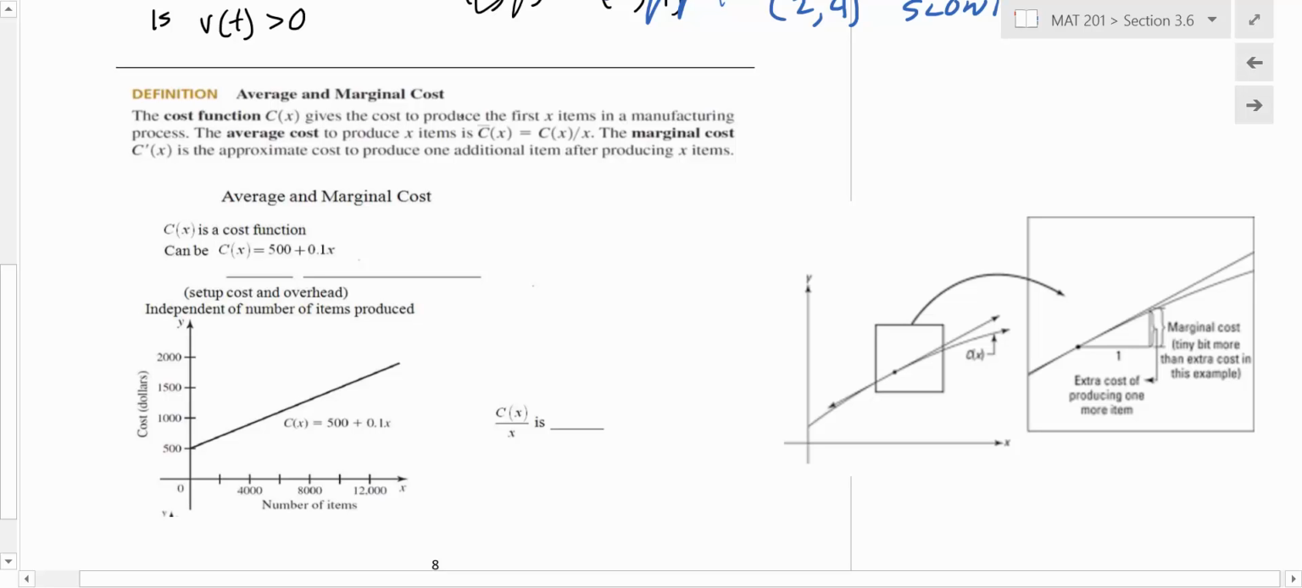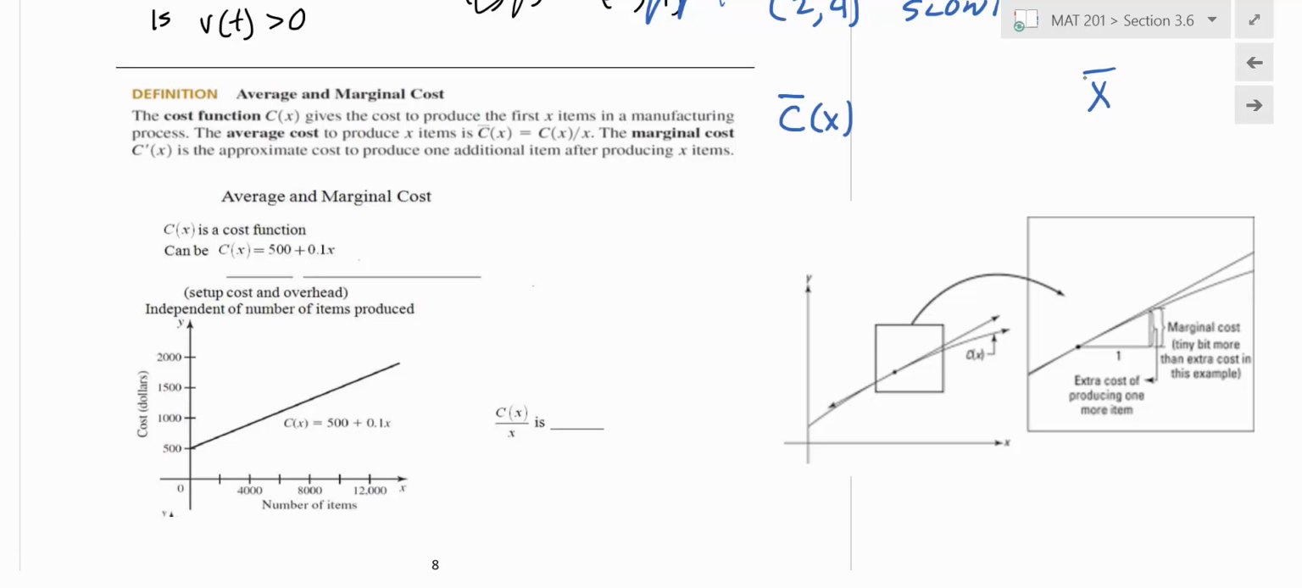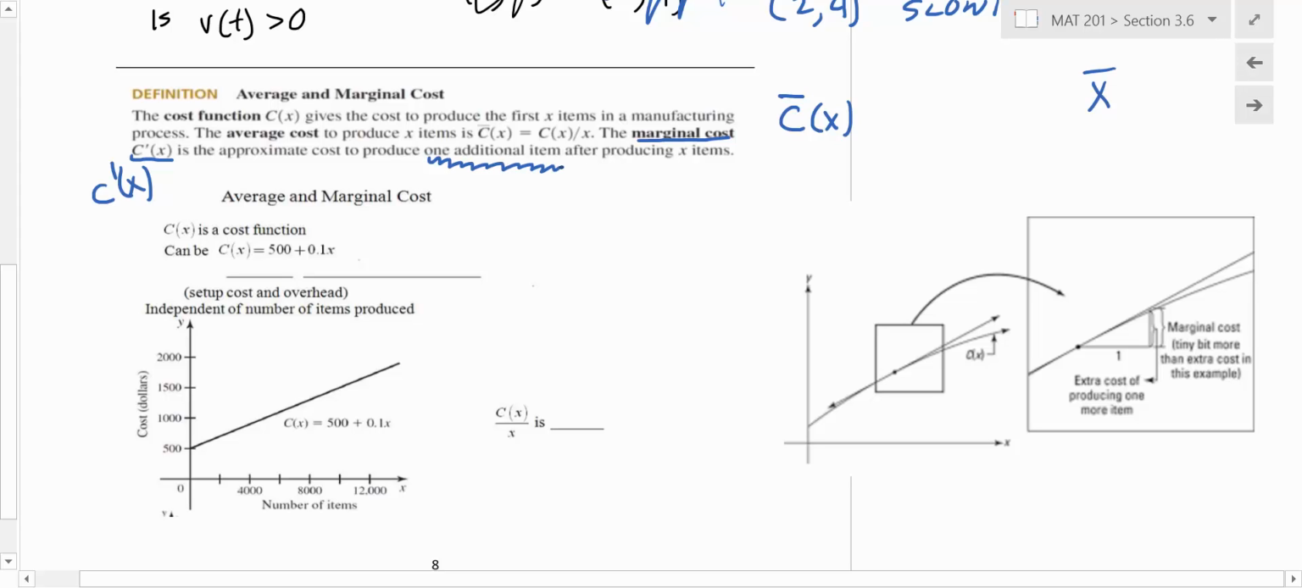The cost function is given as the cost to produce the first x items. Average cost, we usually represent with a bar. It's kind of like what you do in statistics: if you see x bar, that stands for the average, or the arithmetic mean. So that's talking about an average cost of producing items. And then the calculus comes in with the marginal cost, which we write as C prime of x. That means we're doing a rate of change of that cost, and that would be the cost to produce one additional item.